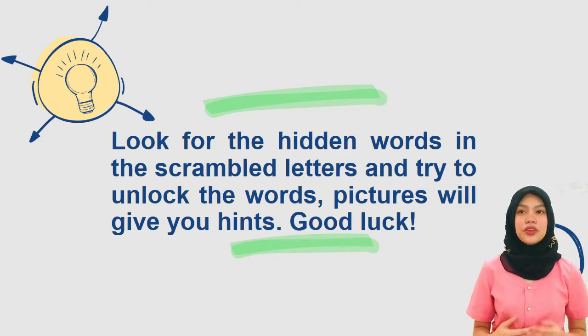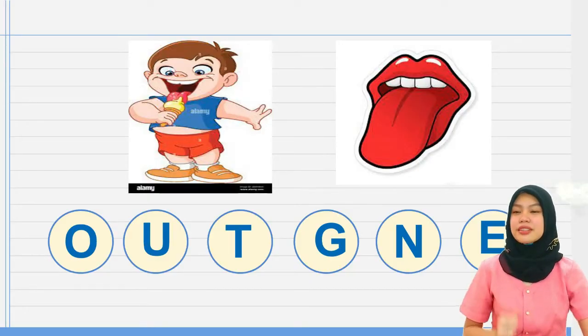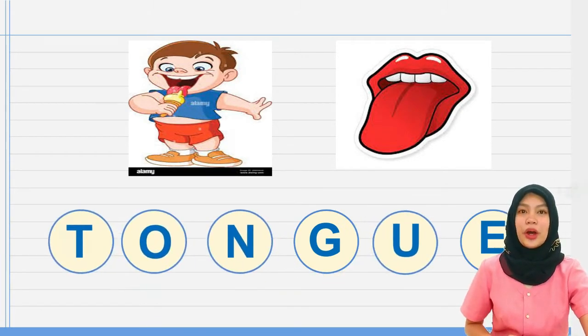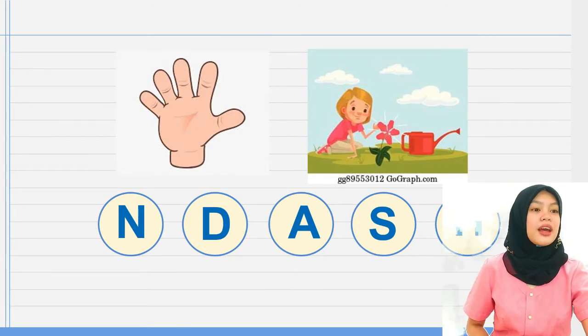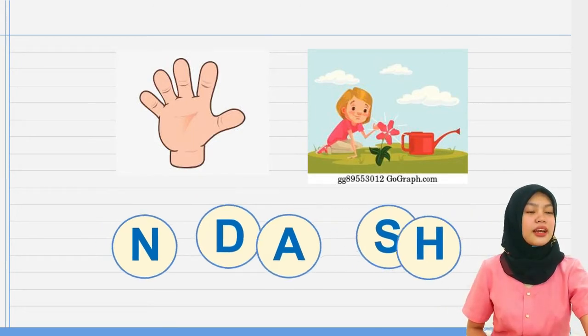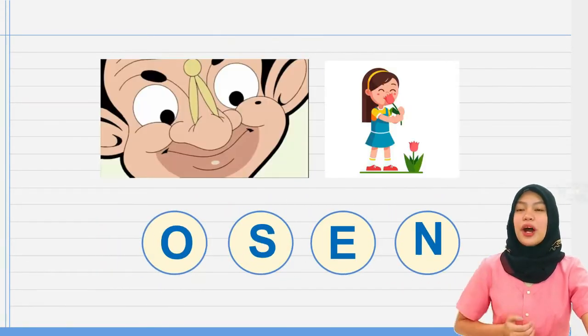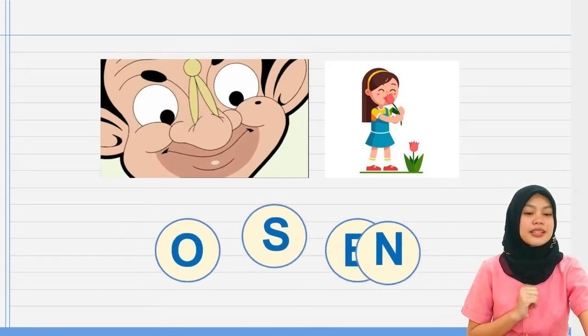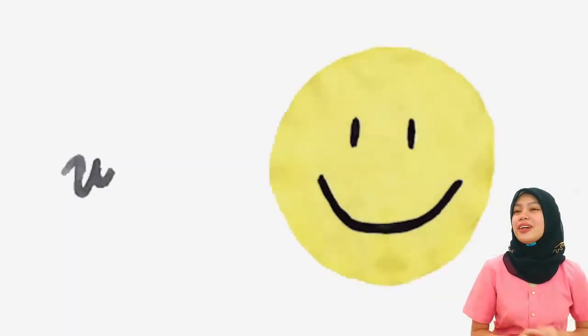For the first one, what do you think is this word? Yes, Jane. Tongue? Let's see. Very good. Tongue. How about this one? Yes, Joanne. Hands. Okay, let's see. Very good. This one? Yes, Luigi. Nose. Nose is correct. Okay, well done, students.